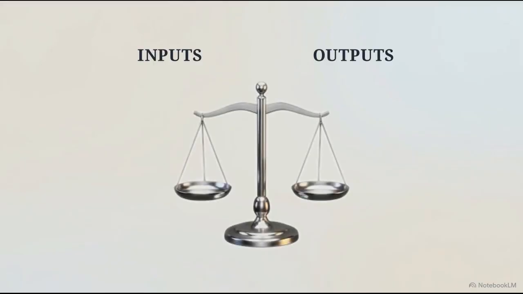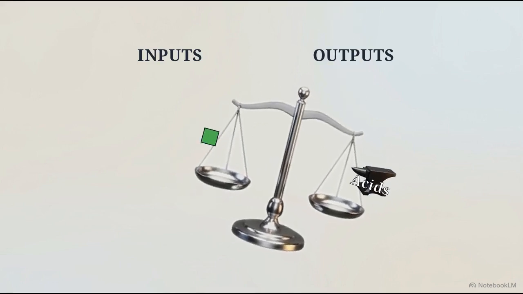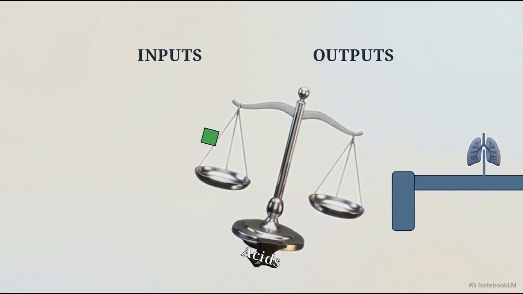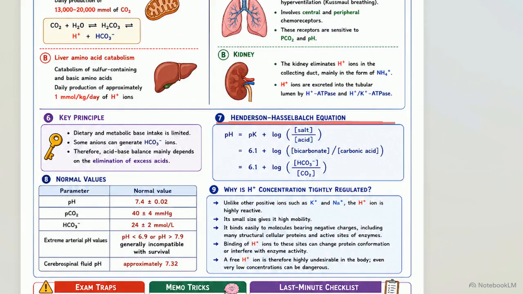Maintaining these exact numbers requires treating acid-base balance as a strict input-output equation. Because our dietary intake of metabolic base is limited, survival depends almost entirely on our ability to eliminate excess acids. We can prove this relationship mathematically using the Henderson-Hasselbalch equation. This formula demonstrates that pH is directly linked to the ratio of bicarbonate to carbon dioxide.